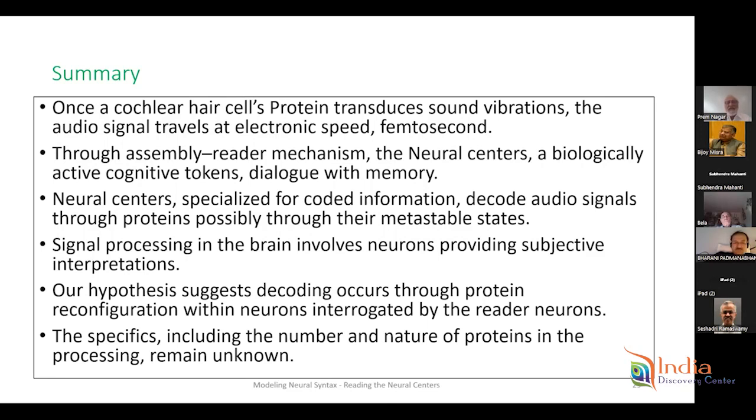Signal processing in the brain involves neurons providing subjective interpretations. Our hypothesis suggests decoding occurs through protein reconfiguration within a neuron interrogated by the reader neuron. The specifics, including the number and nature of proteins in the processing, remain unknown.